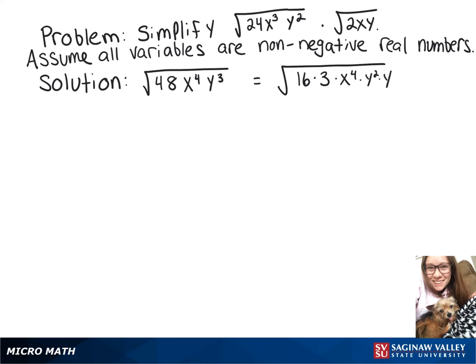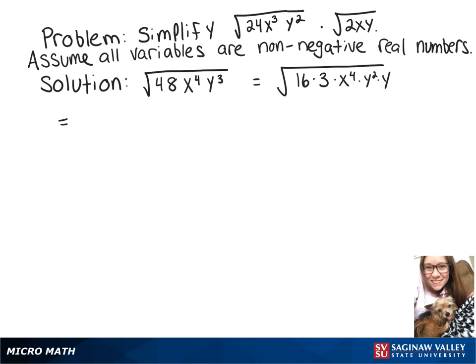Now the square root of 16 is 4. The square root of x to the fourth, we're just going to divide that exponent by 2, giving us x squared. And we'll do the same thing with the y, giving us absolute value of y. And then that's all still being multiplied by the square root of 3y. Now since the directions say that the variables are non-negative, we can just write this as 4x squared y times the square root of 3y.